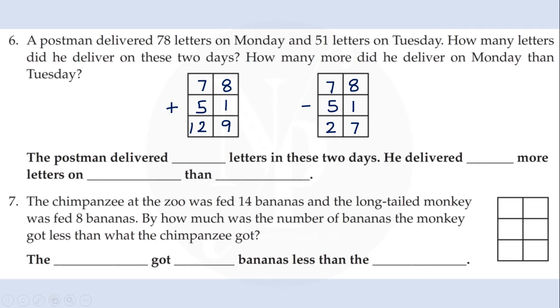Let us now conclude by filling these blanks in the statements given below here. The postman delivered dash letters in these 2 days. So how many letters were delivered in total in two days? 129. Let us write that here in the first blank space. 129 letters in these 2 days.